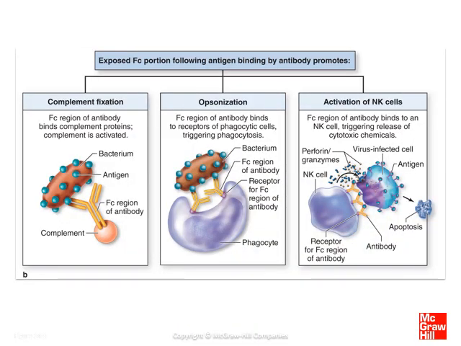So here's our complement binding. It's going to cause this to be ruptured. Here's our opsonization, how it grabs on, and it's able to pull that cell into it and phagocytose it. And then here's our natural killer cell releasing those perforin and granzymes to cause our cell, which is infected, to undergo apoptosis.